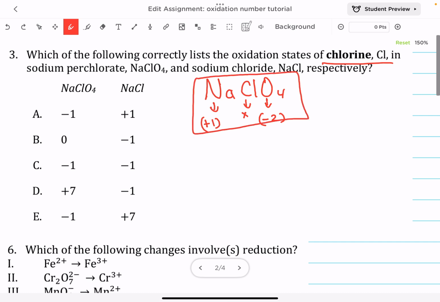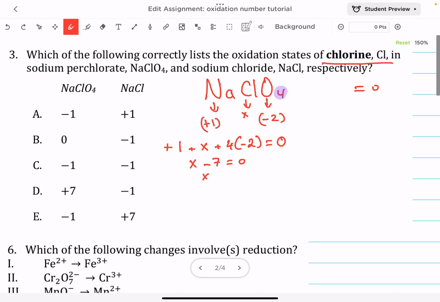Since in this compound there is no charge over here, it means that it is neutral. So the sum of the oxidation numbers of the atoms in this compound is going to be equal to 0. That's how we solve to find the Cl. Plus 1 for Na, X, and I have 4 oxygen, each one is -2. Now I'm going to write it equal to 0 because NaClO4 is a neutral compound. Working this out, X would be +7. So in this case, Cl is +7.